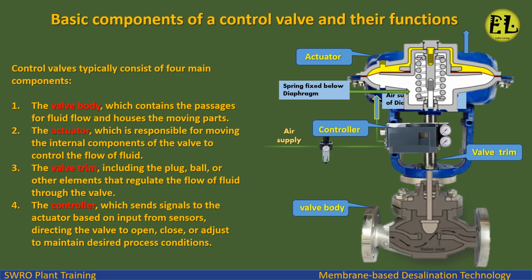Basic components of a control valve and their functions. Control valves typically consist of four main components: the valve body, which contains the passages for fluid flow and houses the moving parts; the actuator, which is responsible for moving the internal components of the valve to control the flow of fluid; the valve trim, including the plug, ball, or other elements that regulate the flow of fluid through the valve; and the controller, which sends signals to the actuator based on input.